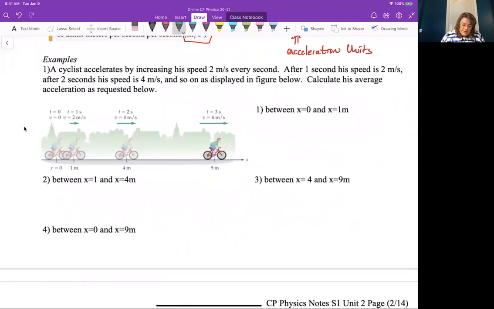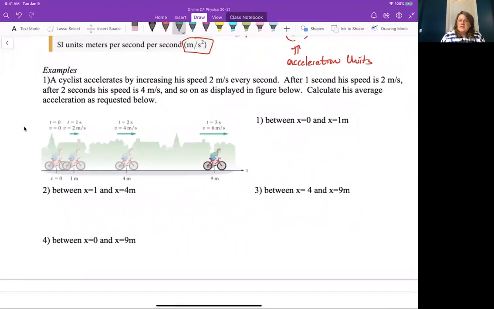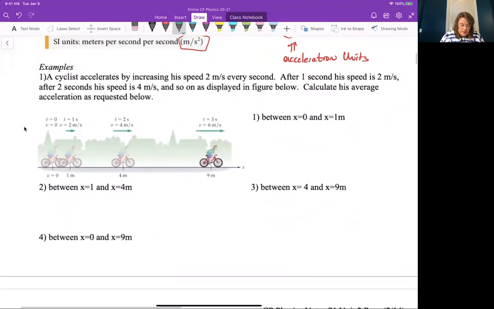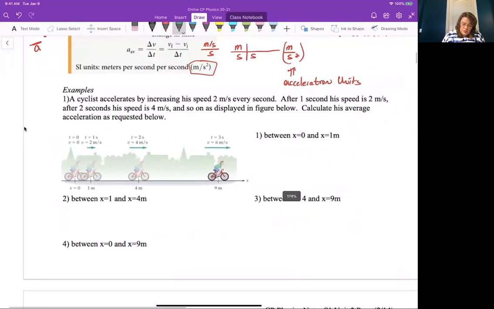A cyclist accelerates by increasing his speed 2 meters every second. 2 meters per second every second. After 1 second, his speed is 2 meters per second. After 2 seconds, his speed is 4 meters per second, and so on, as displayed in the figure. Calculate his acceleration as requested below.